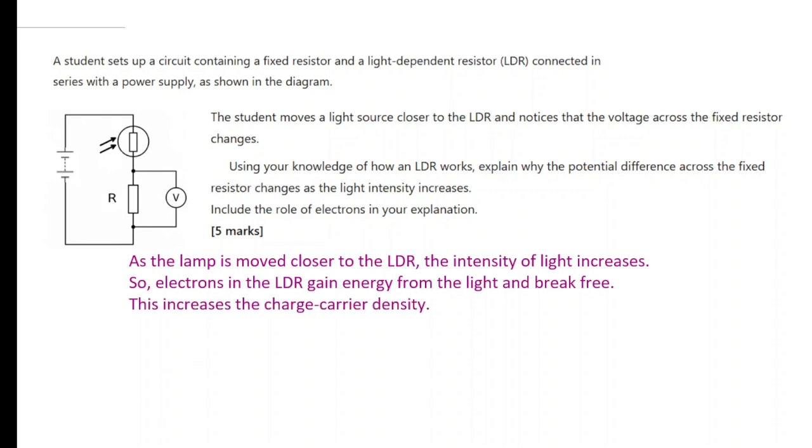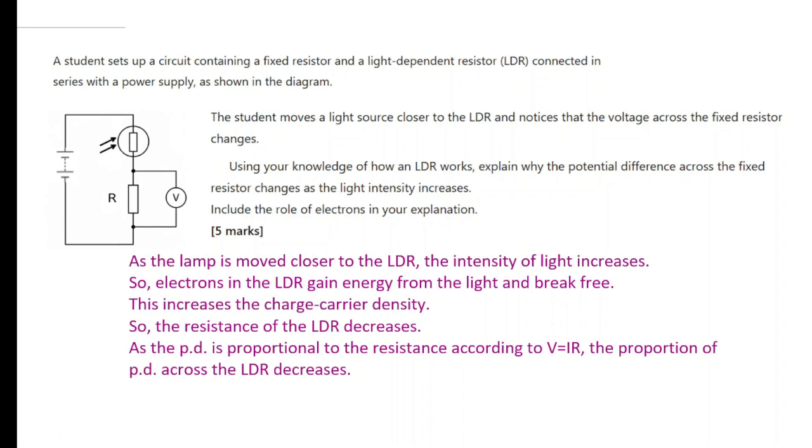This increases the charge carrier density. So when there are more free electrons, the charge carrier density N increases. Remember, this happens because the LDR is a semiconductor. So the resistance of the LDR decreases when there are more charge carriers per cubic meter. The resistance is now less.